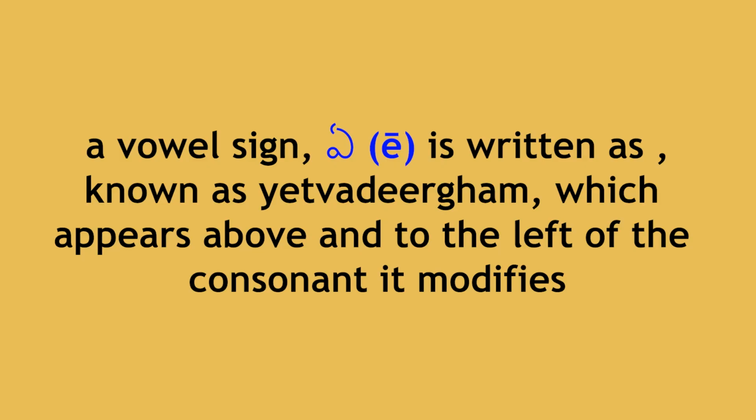For practice, learners should copy the letter 5 times, maintaining uniform size and smooth curves while repeatedly articulating it with sustained vowel length. As a vowel sign, it is known as deergham, which appears above and to the left of the consonant it modifies.